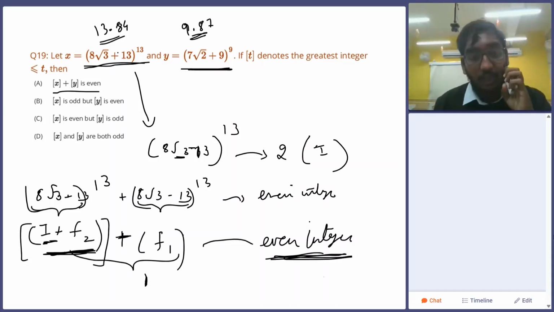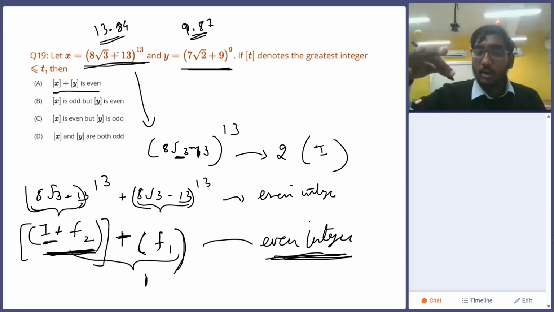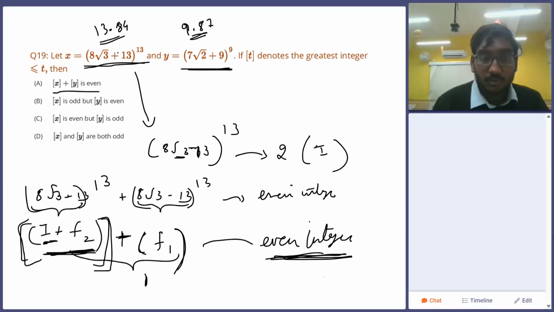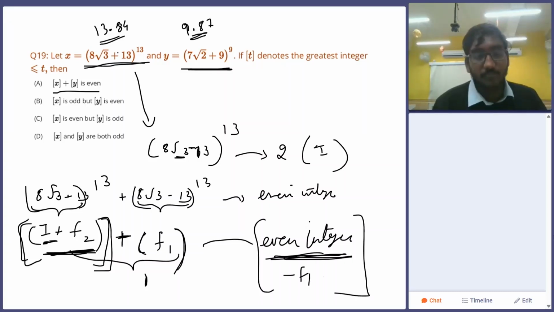And just now I told you f1 plus f2 should be 1. That means f2 should be less than 1. That is also clear, right? So see, this is a fraction, and this is also a fraction. When you subtract a fraction from an even integer, it will be the previous odd integer. So that is what I plus f2 is, and if you take the integral part, it will clearly be an odd integer. So what will be the integral part of I plus f2? It is basically an even integer minus some fraction, the integral part of that. Hope this is clear.